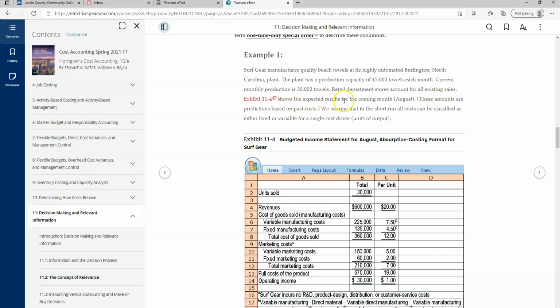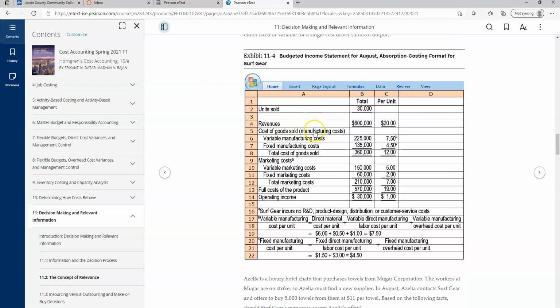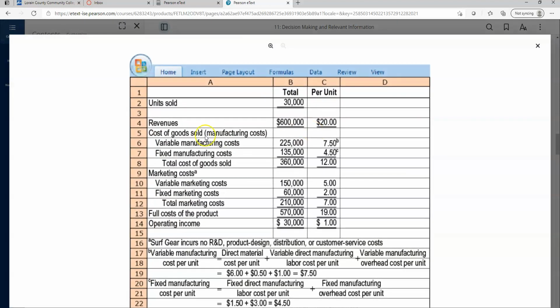Now, this is the expected results for August, the coming month up here. And these predictions are based on past costs. Now, we assume that in the short run, all costs can be classified as either fixed or variable, so we can get that one single cost driver, and that single cost driver is going to be units of output in this situation. So let's take a look here. Units sold, 30,000. So on a per unit basis, we're selling our beach towels for $20.